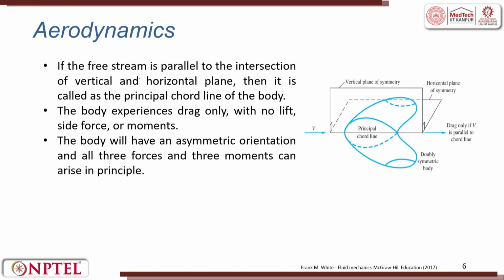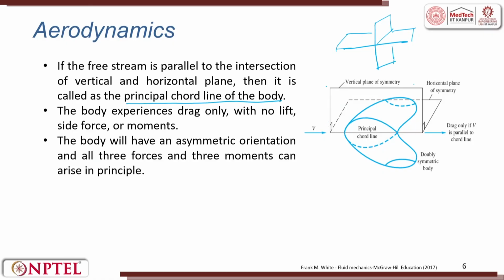If the free stream is parallel to the intersection of vertical and horizontal plane, then it is called as the principal chord line of the body. So, you can see here, this is the vertical plane of symmetry, this is the horizontal plane of symmetry. This is like this x and y axis. So, now what you are doing is you are extending it. Right. You have a paper, now this paper is opened, that is all, it is almost like this. So, this is the vertical plane of symmetry and this is the horizontal plane of symmetry.